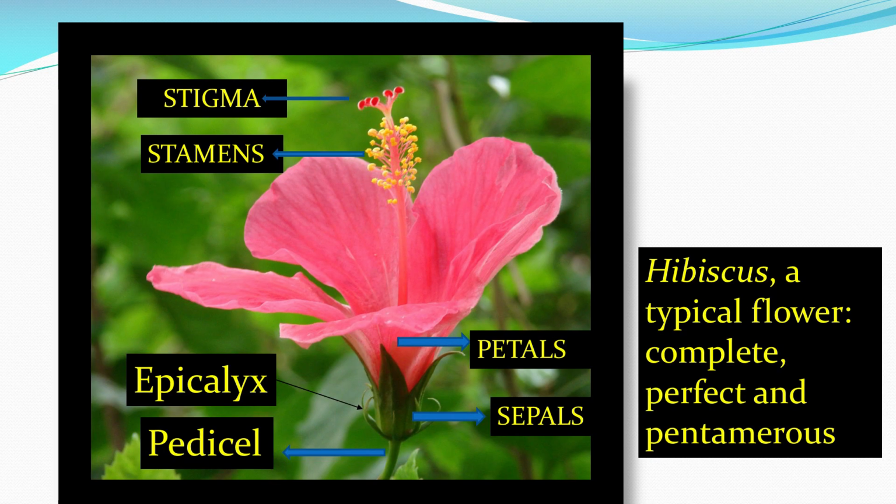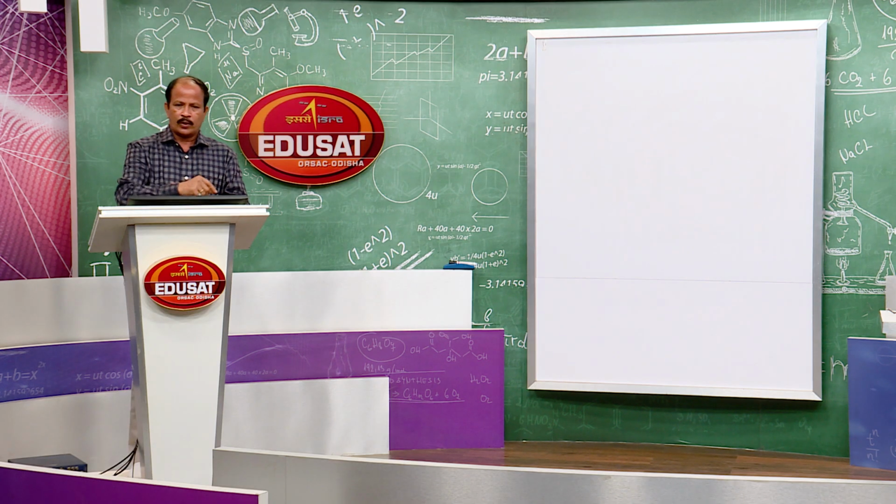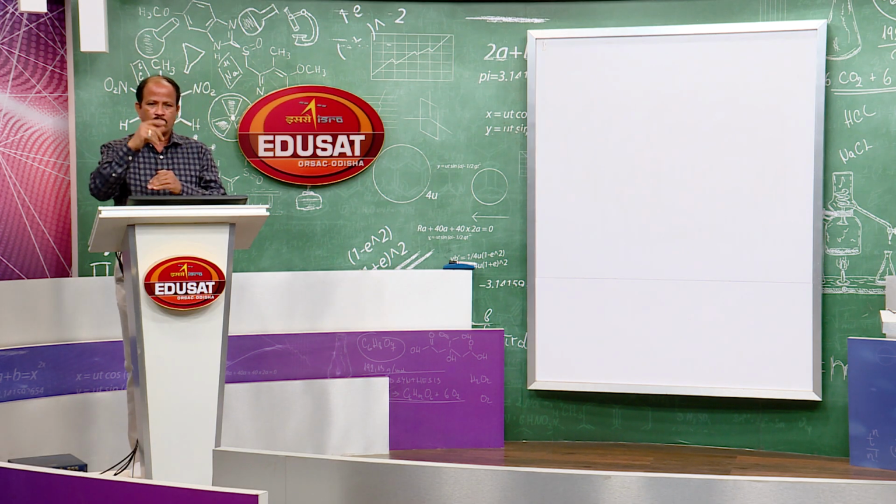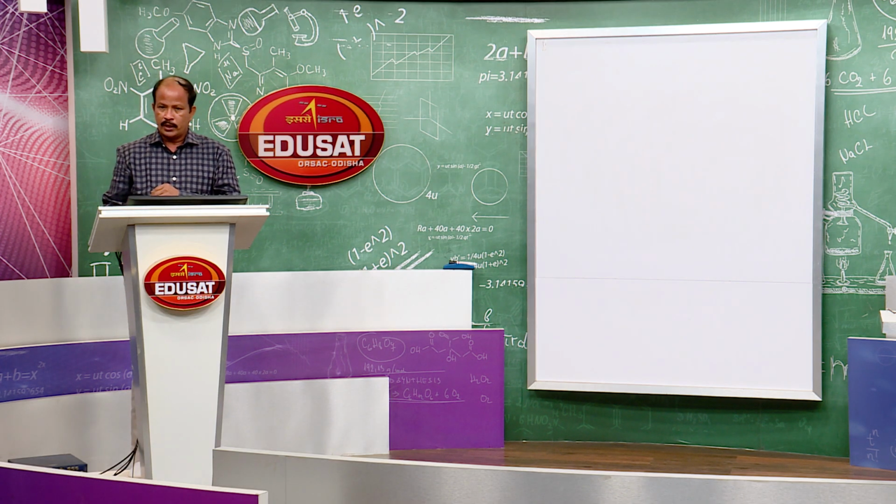Further, the 2 essential whorls of any flower are the androecium and gynoecium, as they take part in reproduction. Any flower having the essential whorls androecium and gynoecium is called perfect. So, this flower having all 4 whorls is complete, and it is also a perfect flower, a perfect pentamerous flower typical of all the dicots.